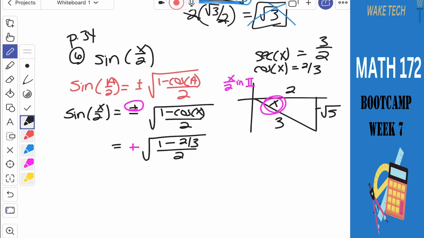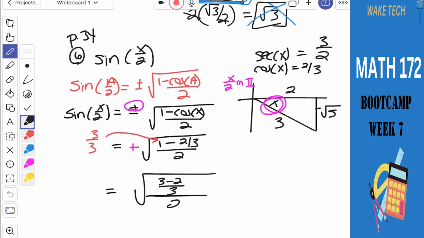So we've applied the identity. The only thing left is to simplify it a little bit. Think of 1 as being 3 over 3. That will allow us to combine it: 3 minus 2 over 3 over 2. That's the square root of 1 over 3 over 2, which is the square root of 1 over 6.